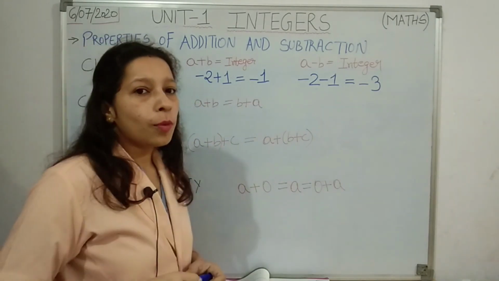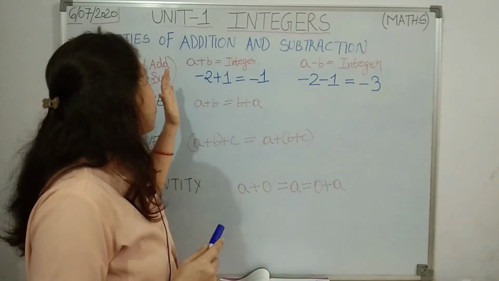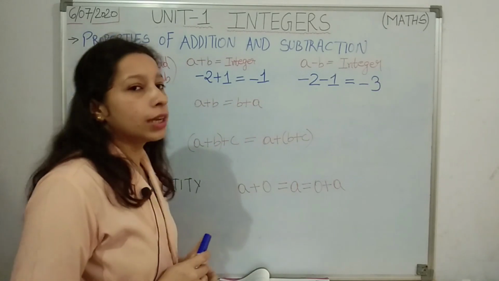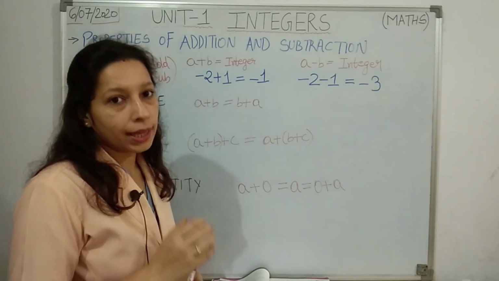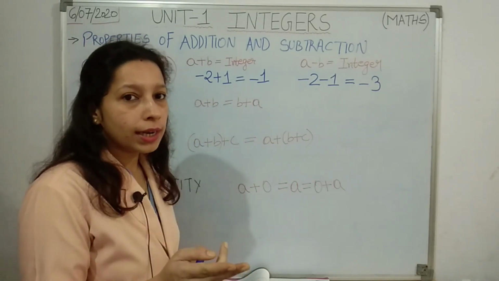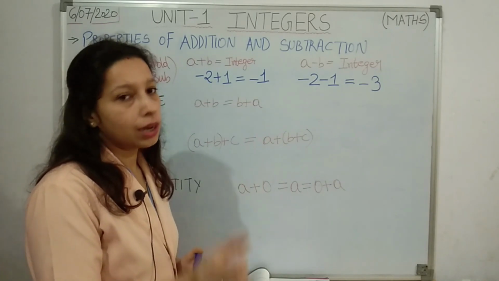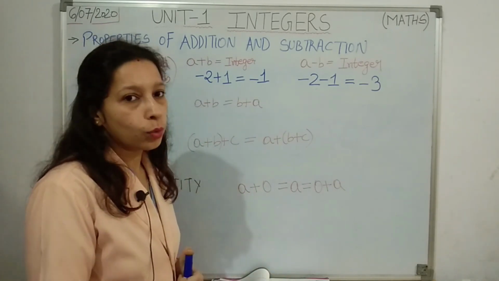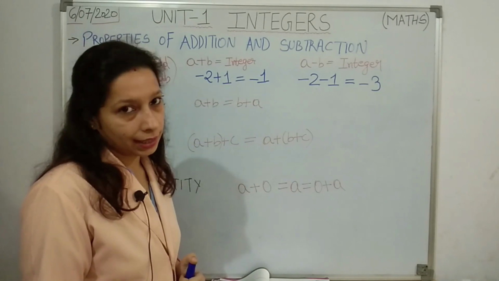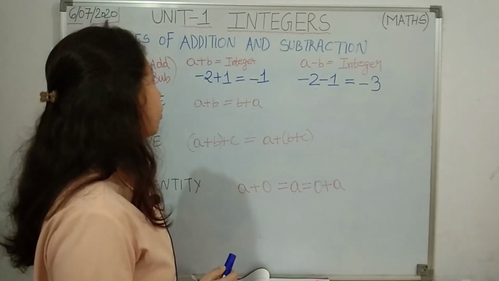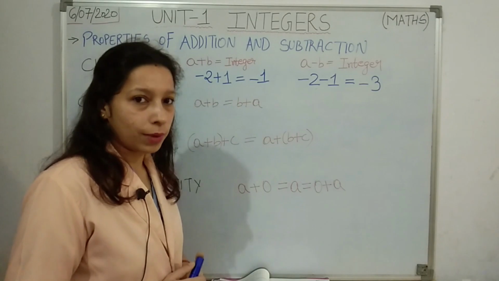So the closure property shows that both addition and subtraction are closed. Closure property means whenever you add two integers, the result will again be an integer. When you subtract two integers, the result again will be an integer only. So this is the closure property. We can use it for addition and subtraction.